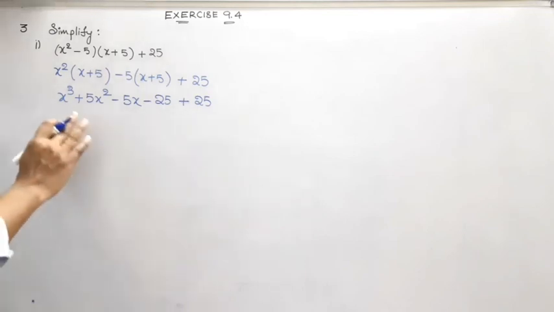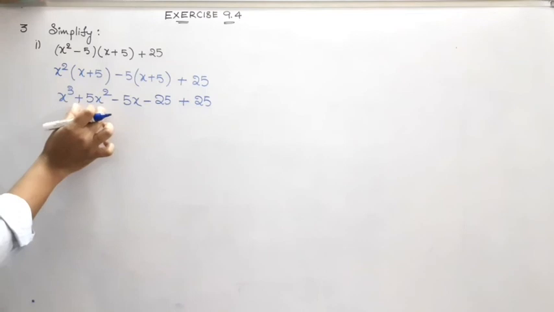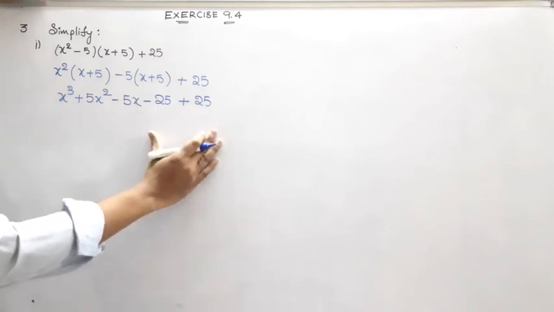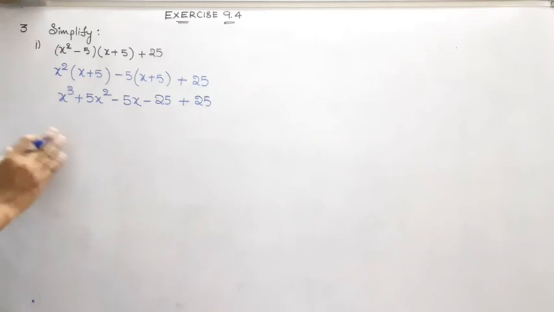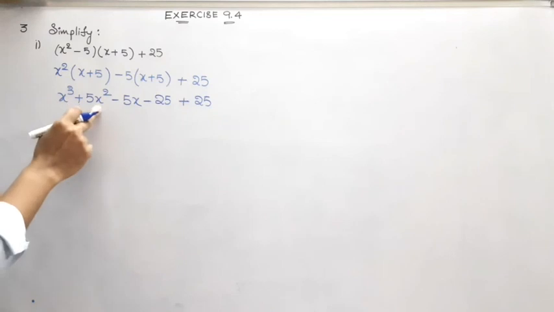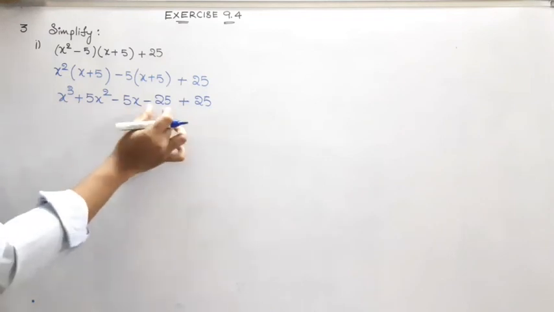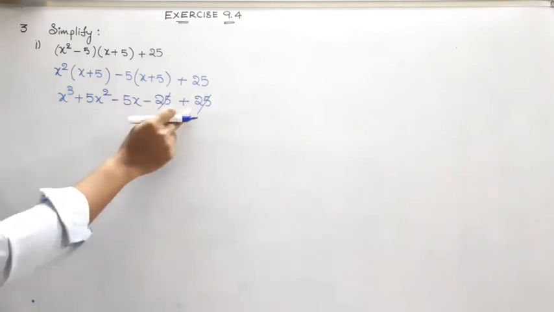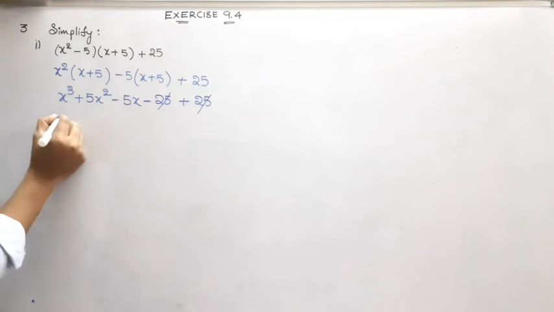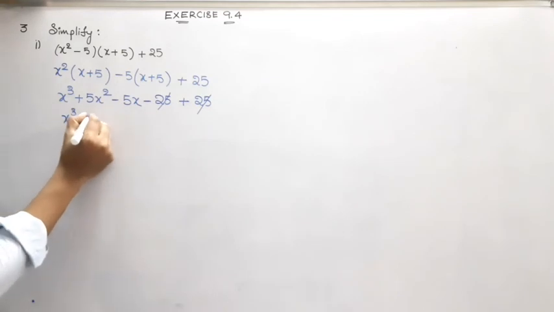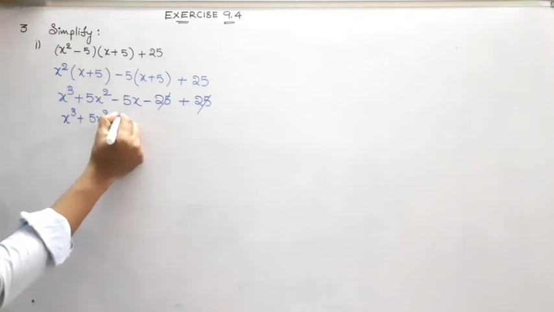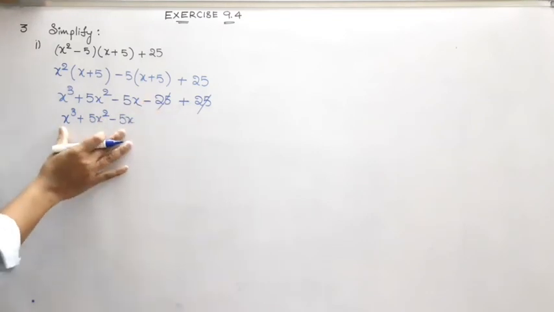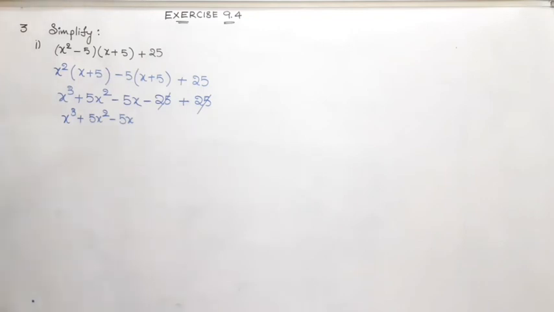Now look, x cube plus 5x square minus 5x minus 25 plus 25. Now we can do addition or the subtraction whenever you see like terms. There is no like term for x cube, and similarly for x square and for x. Here we have minus 25 and plus 25, which can be cancelled, because minus 25 plus 25 gives us 0. Then the answer is going to be x cube plus 5x square minus 5x. Adding 0 gives the same value, isn't it? So the answer is x cube plus 5x square minus 5x.